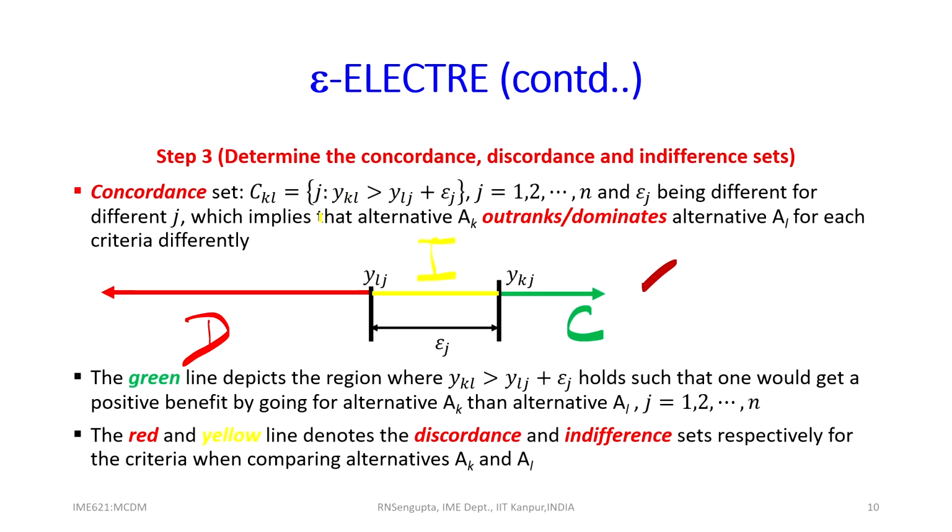So, concordance would be given by the fact that for YKL, for all j's we will basically combine that if L is better than J, we will basically put them in the concordance set, or else we will put them in the discordance set. Now, how far the difference is will be given by the epsilon j. So, it would basically be dependent on case by case basis, decision maker basis, as well as based on trying to compare the alternatives based on different criteria.